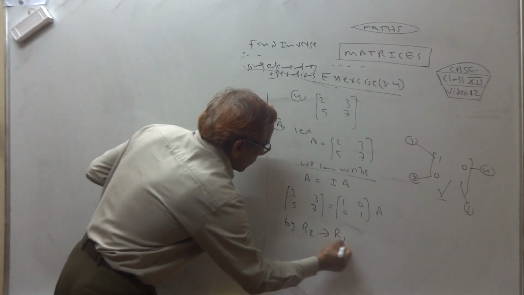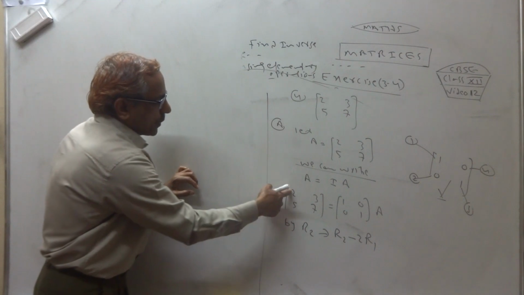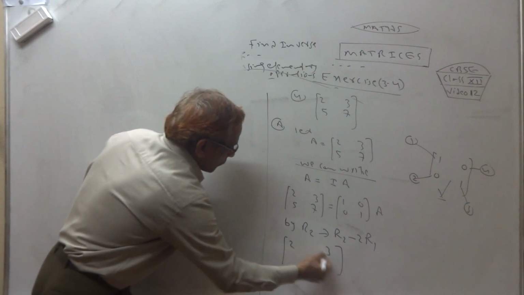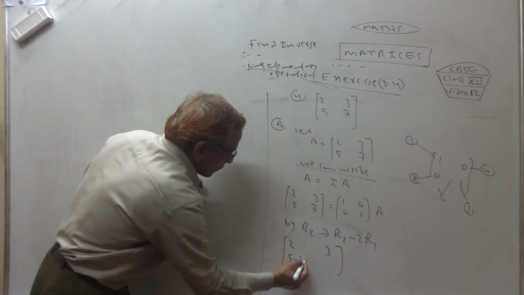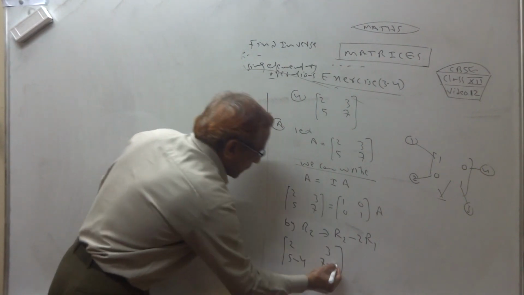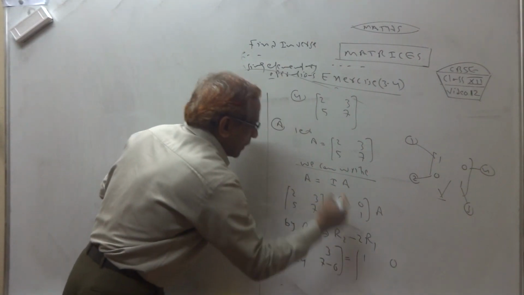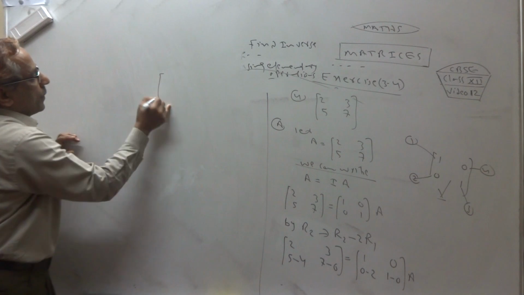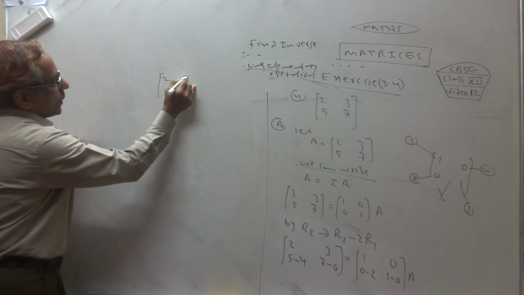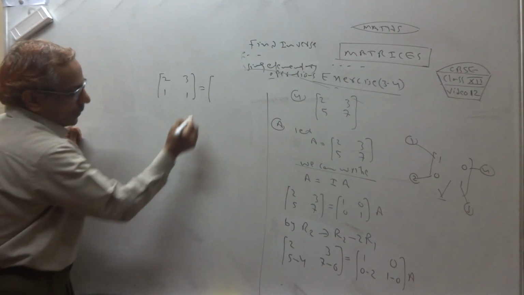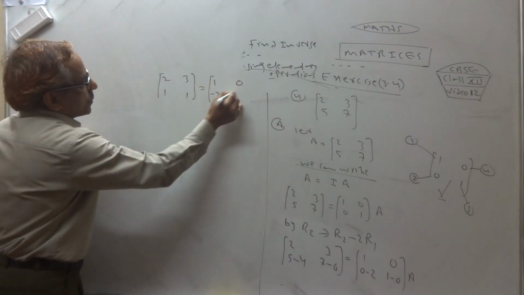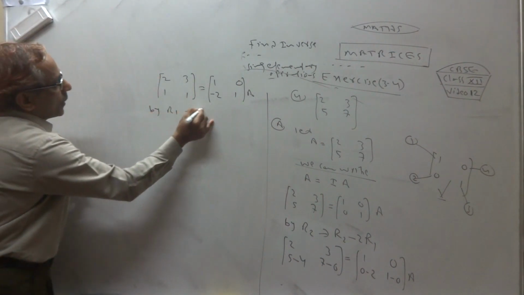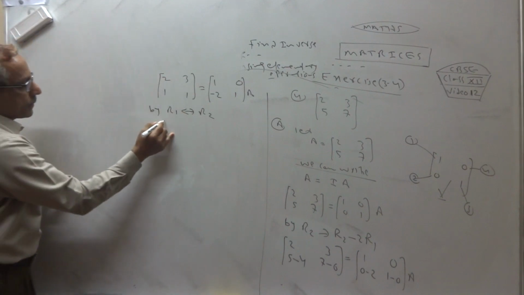How that? R2 gives R2 minus 2R1, 5 minus 2 twos are 4, 1 I get here. So I am changing R2. 5 minus 2 twos are 4, 7 minus 2 threes are 6, 0 minus 2 ones are 2, 1 minus 0. Yes, so what I am getting? 2 3 1 1, 1 0 minus 2 1. Yes, now easily you can interchange them. R1 and R2 interchange, because I want 1 here. These two.